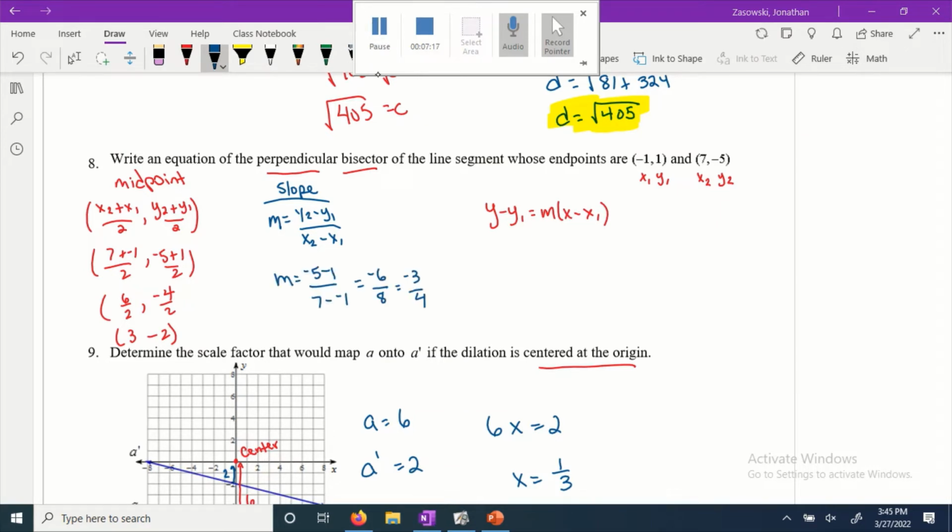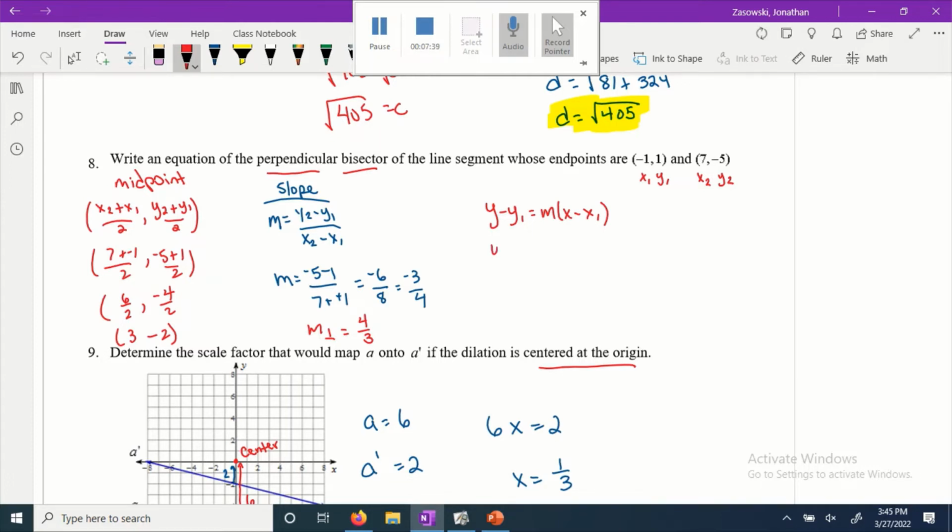So it's going to be negative 5 y2 minus 1, which is negative 6, and 7 minus negative 1, or plus 1, which is 8. So that simplifies to negative 3 over 4. And then the perpendicular slope, remember, is the opposite reciprocal, so positive 4/3. As long as one of the numbers is negative, the whole fraction is negative. So this opposite reciprocal should be positive.